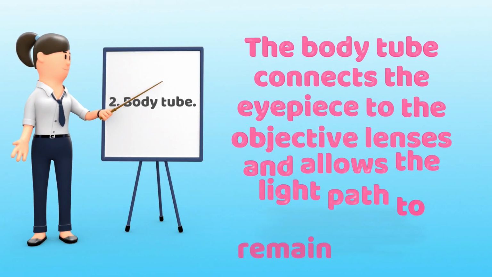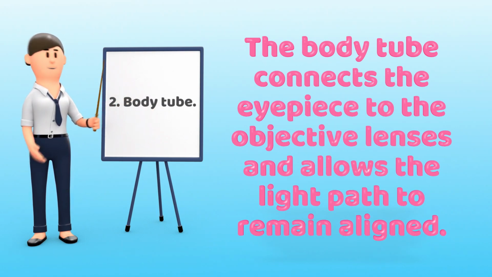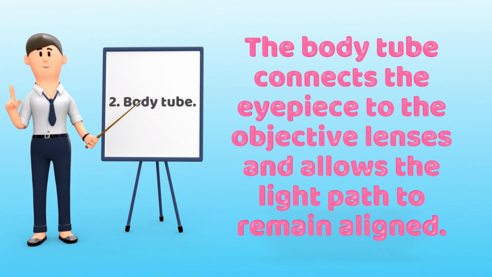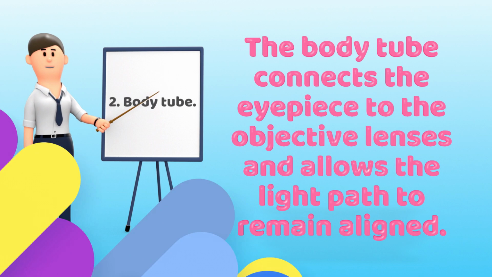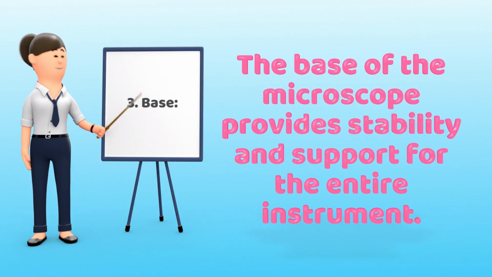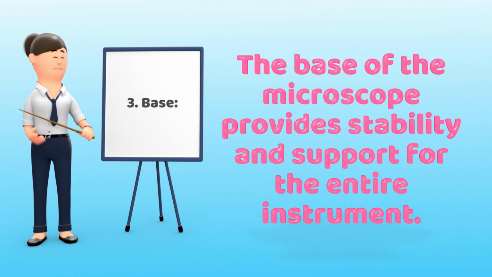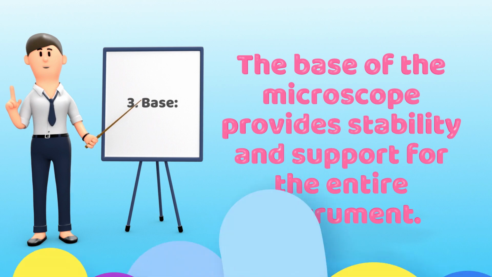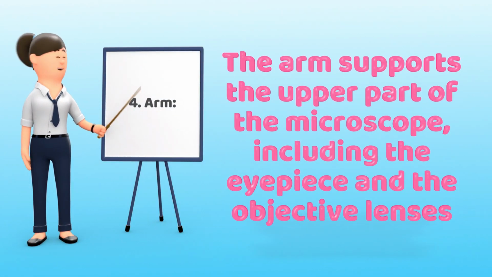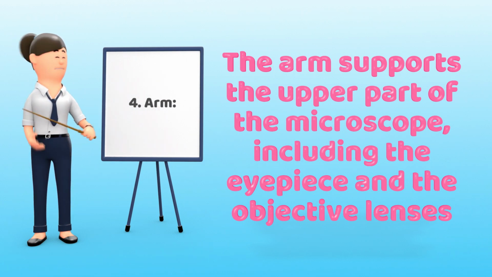Again, we have the body tube. The body tube connects the eyepiece to the objective lens and allows the light path to remain aligned. Another one is the base. The base of the microscope provides stability and support for the entire instrument. Also here we have the arm. The arm supports the upper part of the microscope, including the eyepiece and the objective lenses.